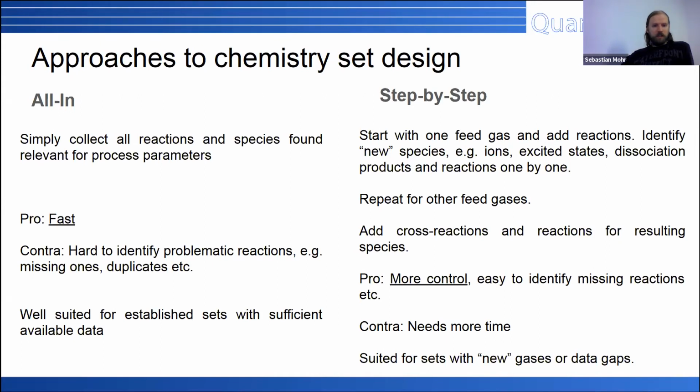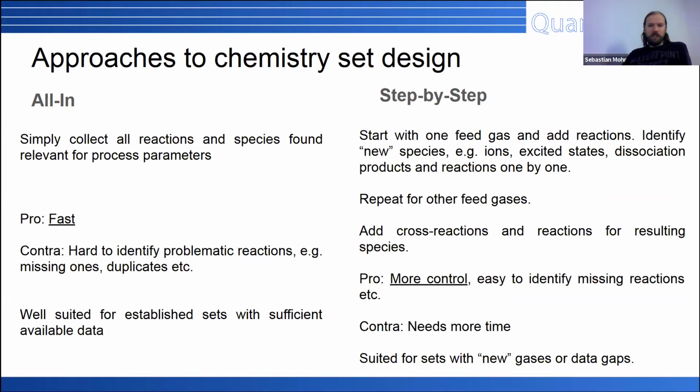And the advantage of this is that it's relatively fast. However, it has the disadvantage that if you run into problems, it's hard to identify, for example, missing reactions. Maybe some are missing, maybe if you use several sources, you have duplicate reactions and so on. So this is a method which is well suited for well-established sets where you have sufficient data available. The other one is what I like to call the step-by-step process, where you go through the species one by one.